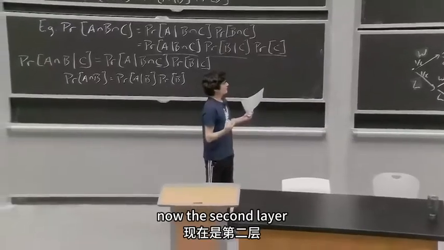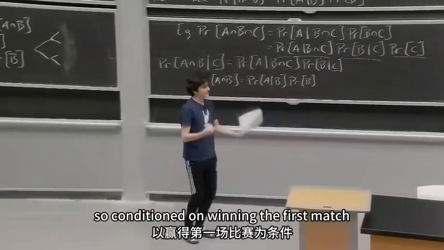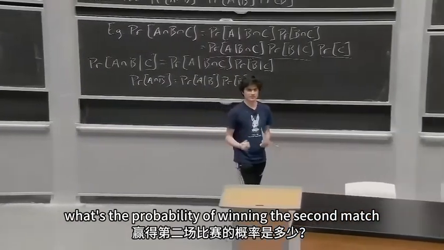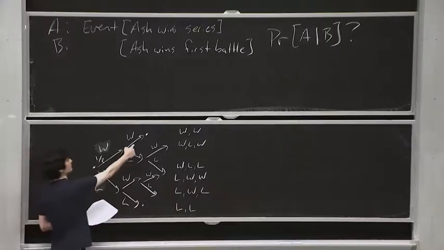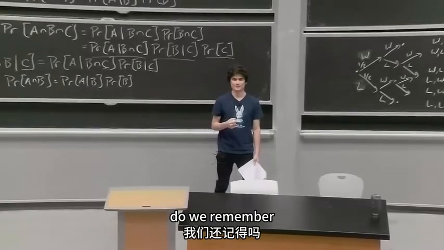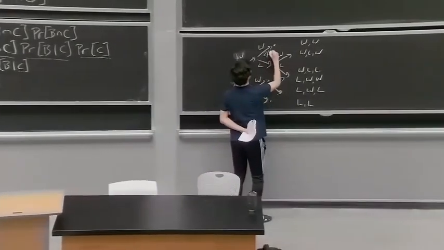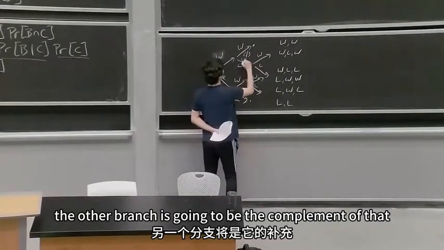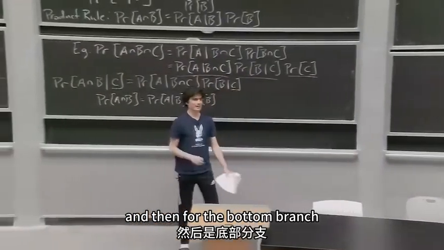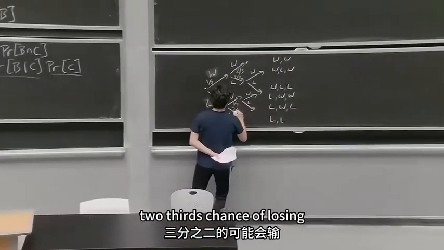Now, the second layer, we said, are now conditional probabilities. So conditioned on winning the first match, what's the probability of winning the second match? What's the probability on this edge here? Do we remember? 2/3, yeah. And so the other branch is going to be the complement of that, so 1/3. And then for the bottom branch, it's going to be exactly the opposite. It's going to be 1/3 chance of winning, 2/3 chance of losing.